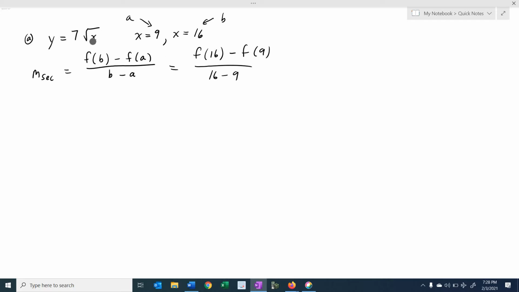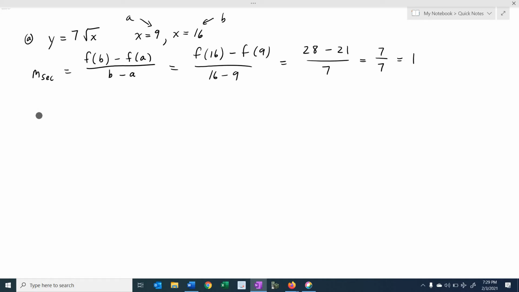Okay, and then f of 16, you've got to plug 16 into this function. And when you plug a 16 into here, the square root of 16 is 4. And then 4 times 7 is 28. And then f of 9, when you plug a 9 into here, the square root of 9 is 3. So you get 3 times 7, which is 21. Okay, and then 16 minus 9 is 7. And then 28 minus 21 is also 7. So the slope of the secant line appears to be 1.